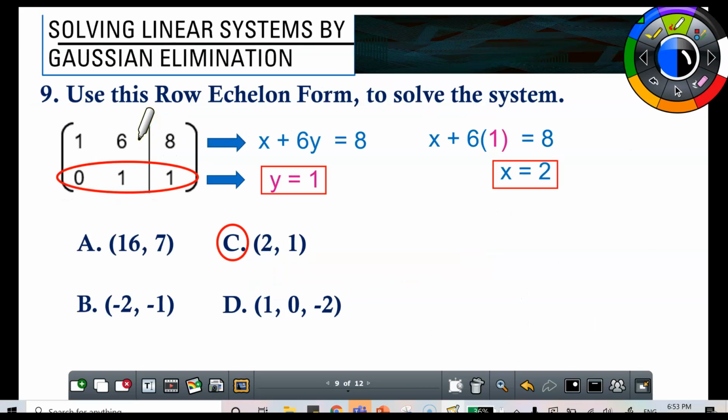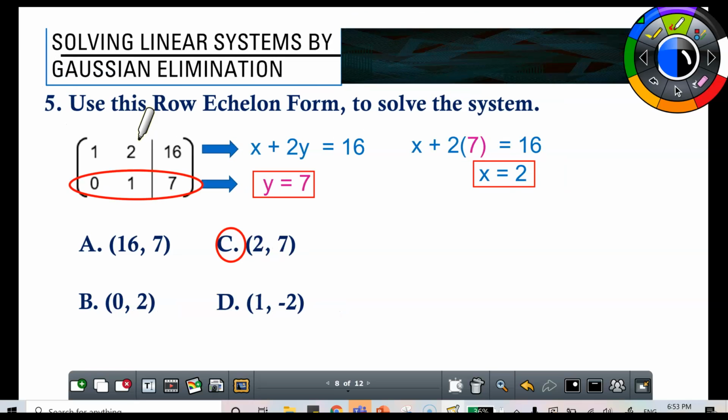Now let's solve. Let's look at this one. So here use the row echelon form. It means this is the last step matrix. Why? Look at the matrix at the beginning. Under the diagonal, you already have a 0, which is what you want. So you don't need to manipulate any numbers. You just solve the equation. How are you going to do that?